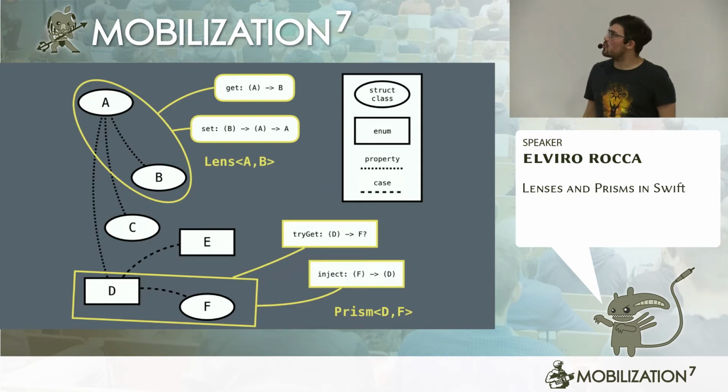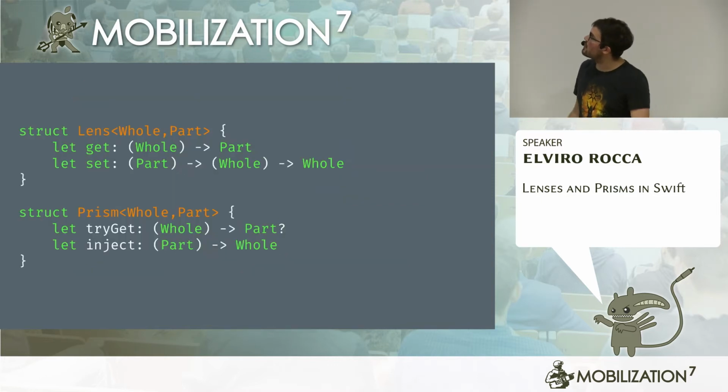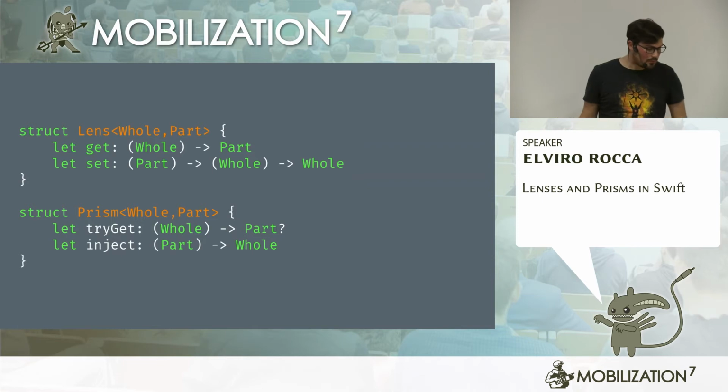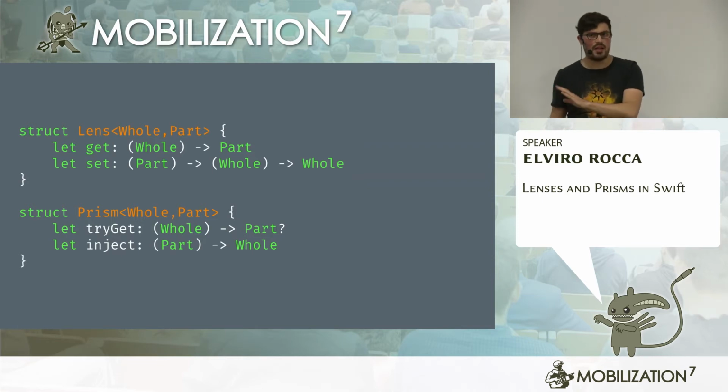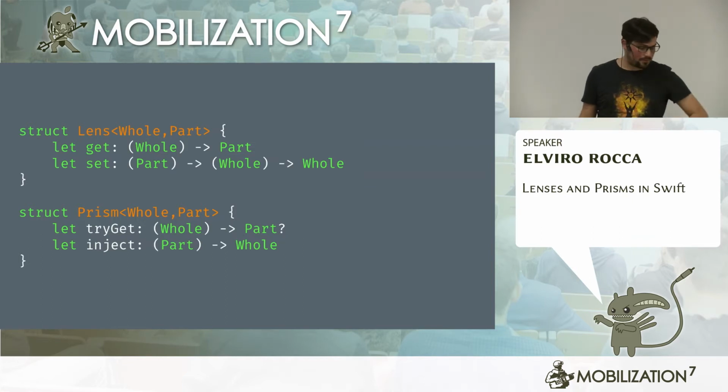I'd like to show the code that defines lens and prism because it's so simple. This is the definition that I use. There are many other ways to define it. This is the one that I like most.